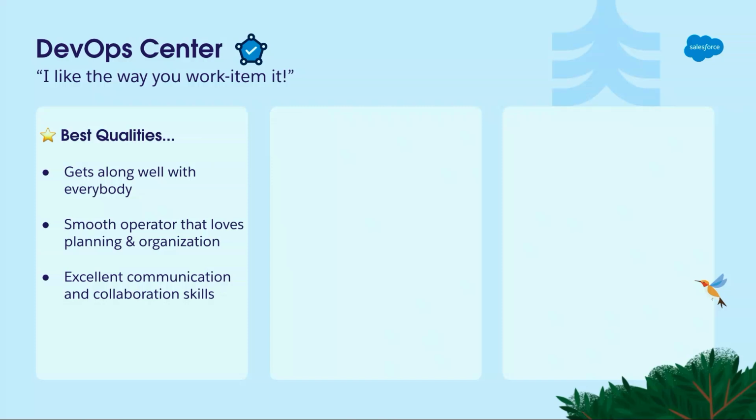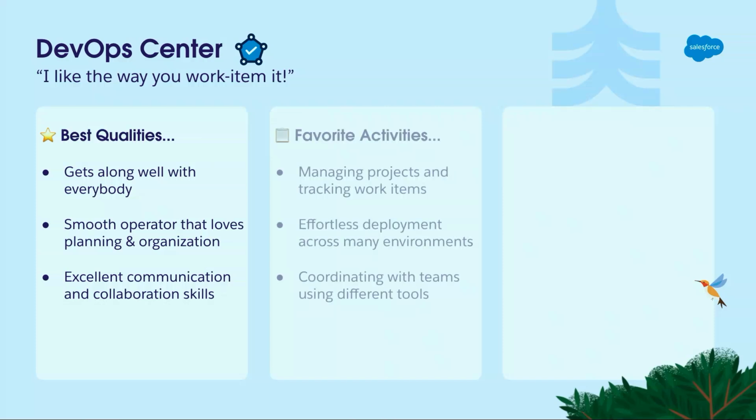Because DevOps Center has a great quality, it's a smooth operator, right? It loves to plan, loves to organize, and it's got excellent communication skills. Favorite things that DevOps Center likes to do: managing projects, tracking work items. My wife likes managing stuff at home, so I understand.